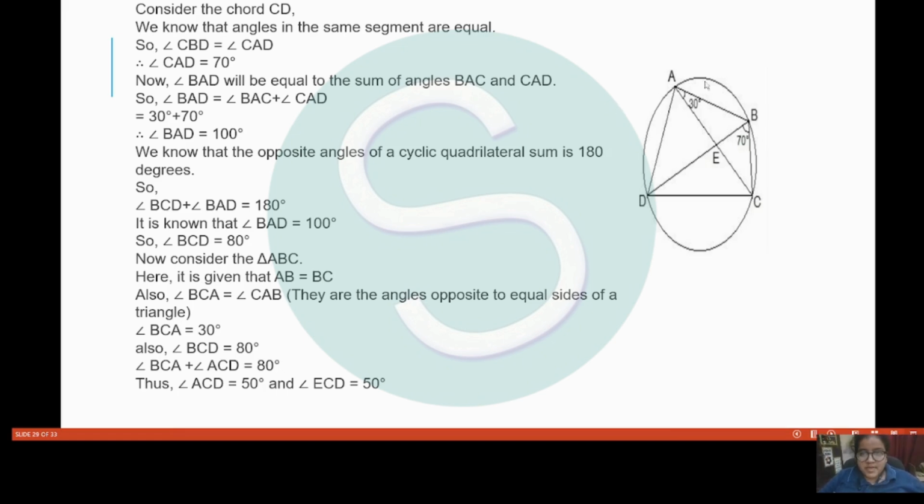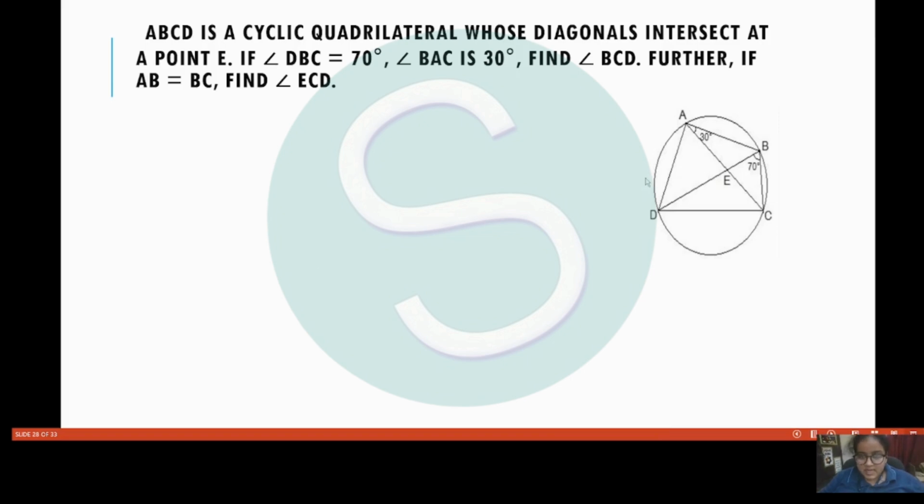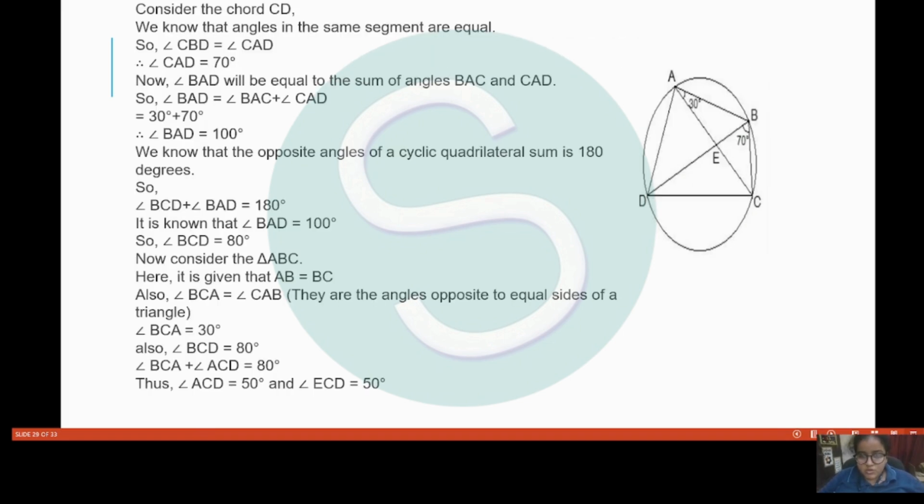what is given is that in this figure ABCD is a cyclic quadrilateral and its diagonals, that is AC and BD, intersect at point E, and then some angles are given, that is DBC is 70 degrees and this BAC is 30 degrees. So firstly we will consider the chord CD.